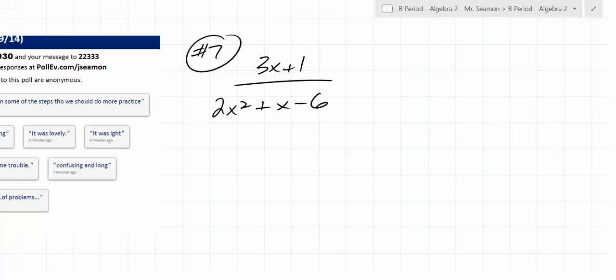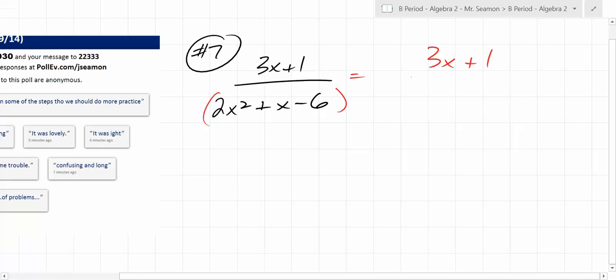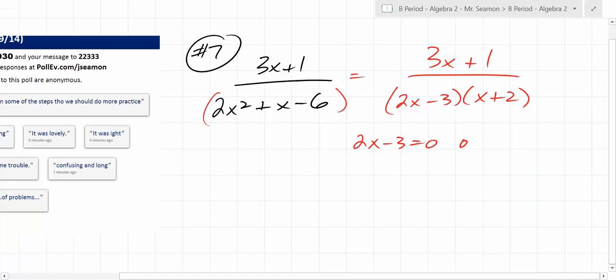So what's that big word that you need to do to the factor? We're looking to factor the denominator. We can't factor the numerator; it doesn't really matter. Does the denominator factor into anything? What does it factor into? Excellent. So therefore, 2x minus 3 equals 0, or x plus 2 equals 0. So 2x equals 3, x equals negative 2, or x equals 3 over 2.